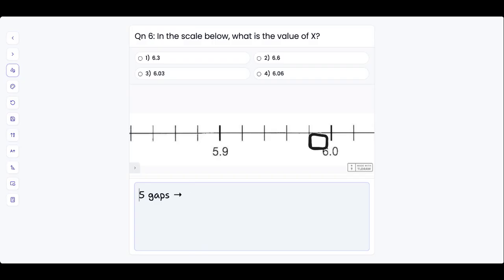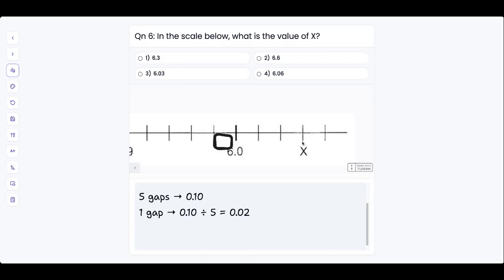Okay. So you might be thinking, oh, it's just 1. No, right? So from 6.0 to 5.9 is actually 0.1, or 0.10. Okay. So with this, we can actually put here 5 gaps at 0.10, and then 1 gap is equal to 0.10. Why we put a 0 at the end is because we can divide it by 5. So it's easier to see. And what would this be equal to? 0.02. Okay, so 1 gap is 0.02.